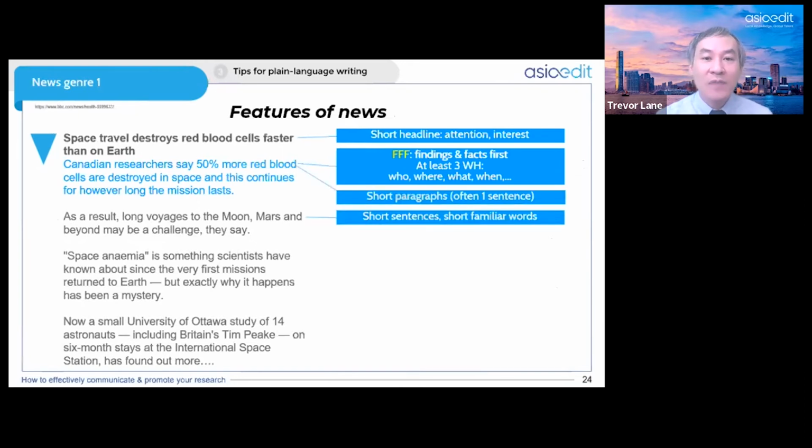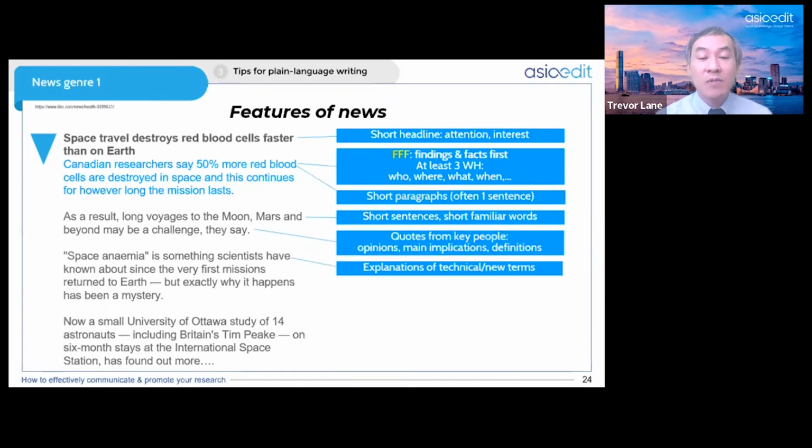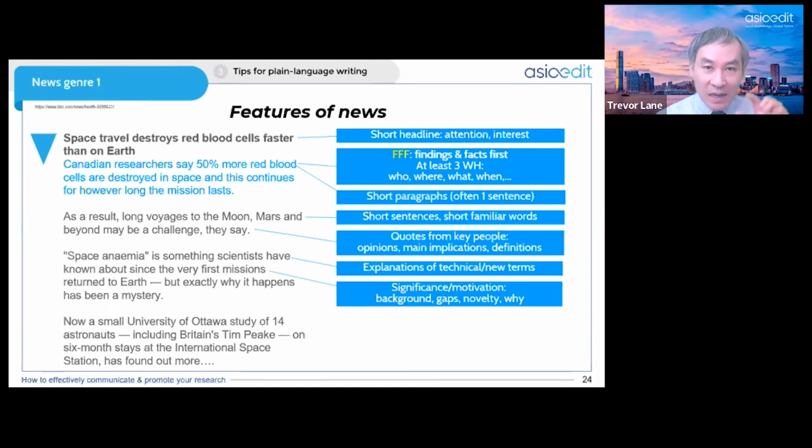And then use short paragraphs. A paragraph can be just 1 sentence. Use familiar words. Use quotes from the researchers. Explain things as you go along, but in simple terms. And explain the motivation. So why did the researchers do that work? But again, very simple, and keep it relatable.